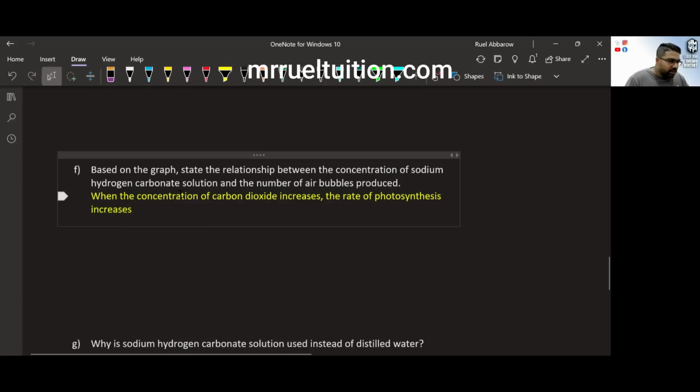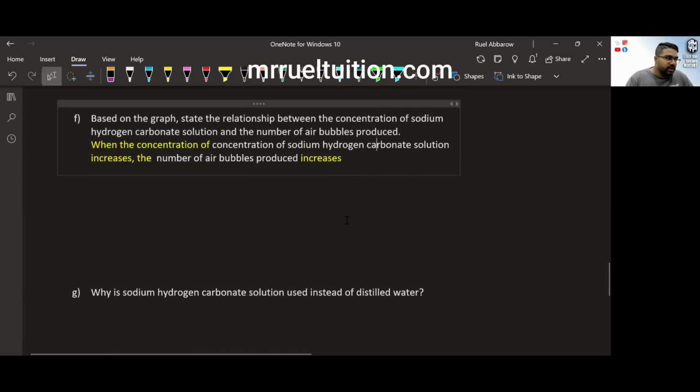So here, this one is an answer from the MV, but we must answer the question because they state the relationship between concentration of sodium hydrogen carbonate solution. So of course, we just follow this. This one I just copied from the MV first. Let me correct that. Number of air bubbles produced. Yeah. Follow the question. Number of air bubbles produced increases. Done. Okay. So this is how you answer that based on the graph.